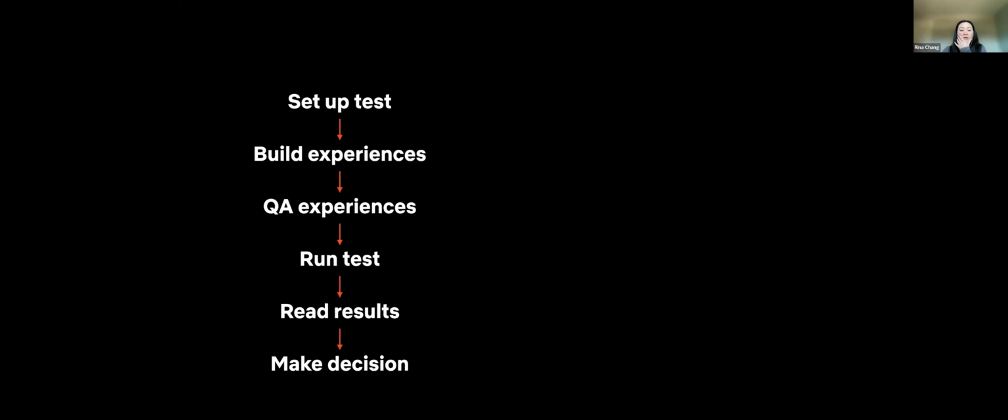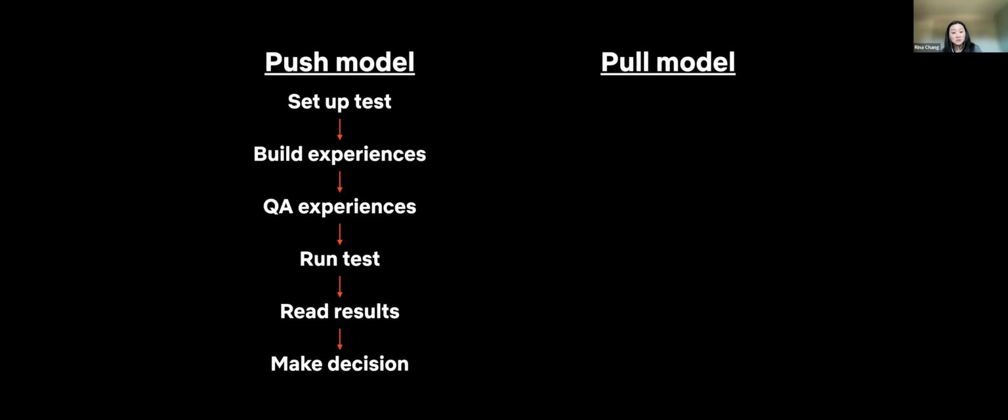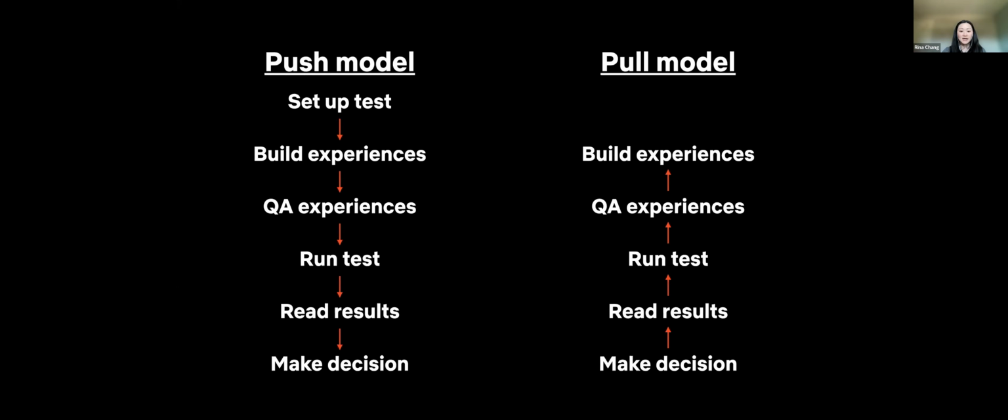Okay, well, the team said, okay, well, that's called the push model. And there's this thing called a pull model that's much more powerful. And you could say, well, the outcome I want is to make a decision. Now go get me all the rest of the things that it takes to do that.